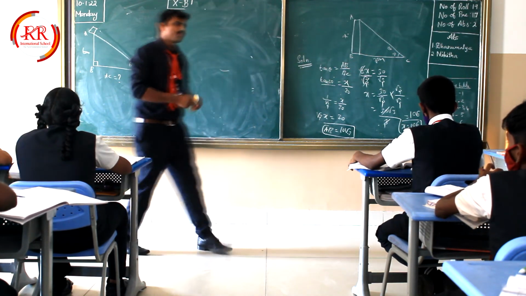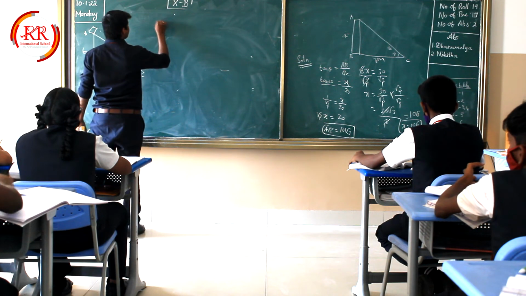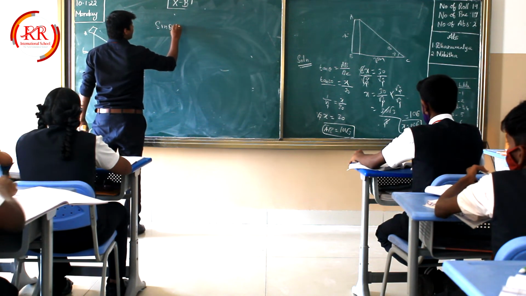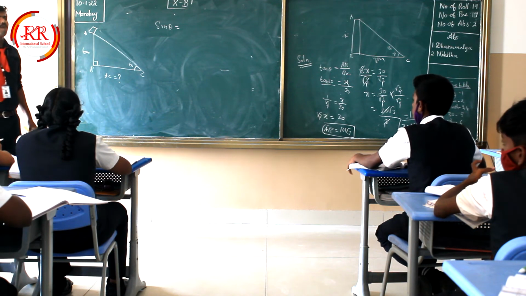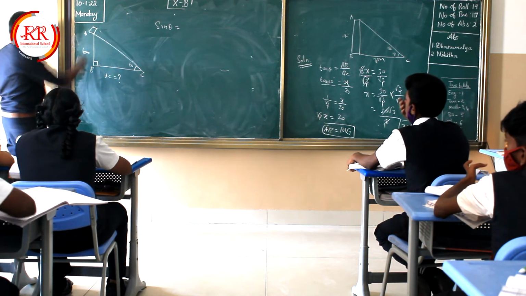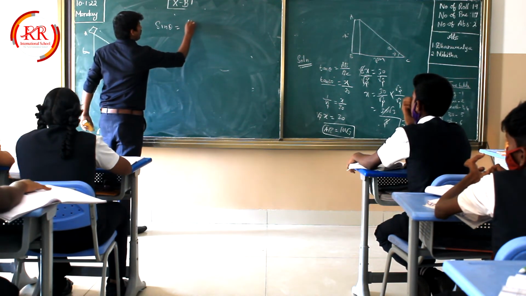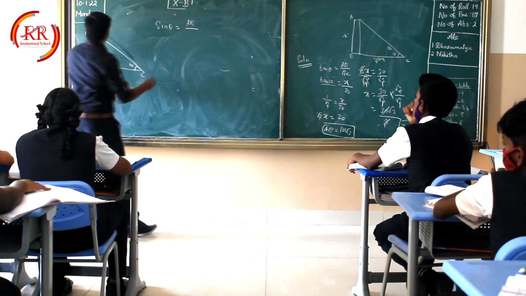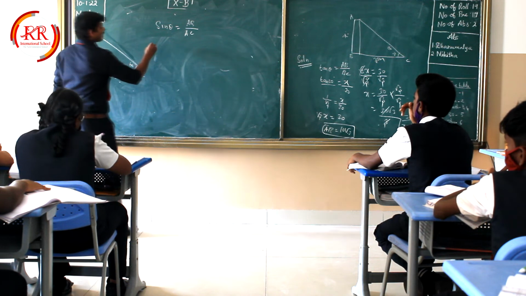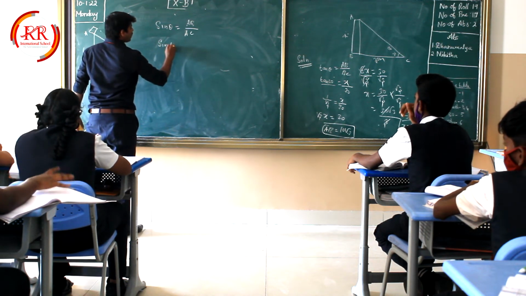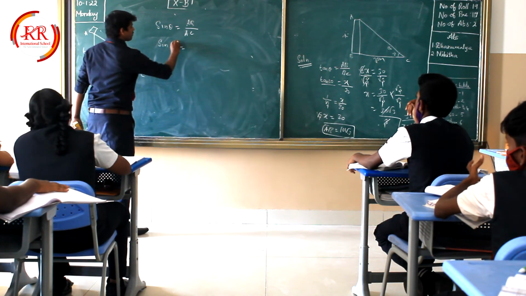Am I right? So shall we proceed as usual? What is the angle given? So we need to go for sine theta is equal to what? What is sine theta? It is opposite by hypotenuse. What is opposite? AB by AC. Now what is theta? It is given there. Sine 60 degrees.